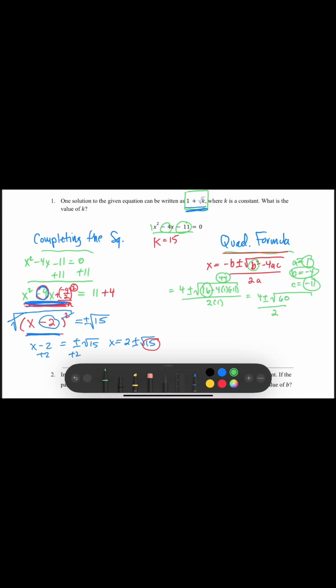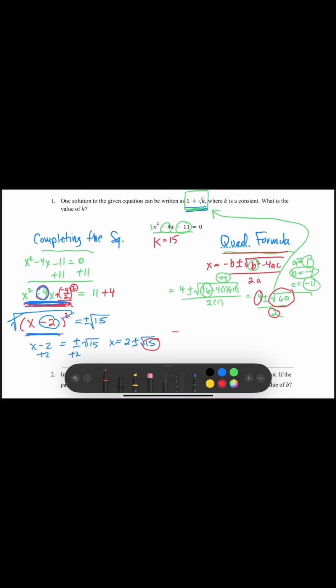Now, this is our solution, right? But we have to somehow make this look like that. Notice how this doesn't have a denominator, and this one does. So we somehow have to get rid of the 2. Now, what I often see is that students want to divide the 4 by 2 and then call it a day, and the denominator disappears. But no, we're actually also dividing the square root of 60.